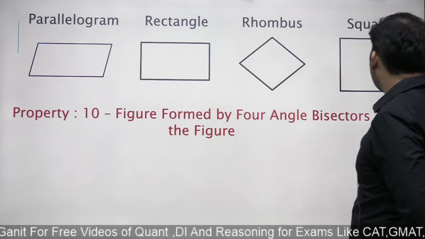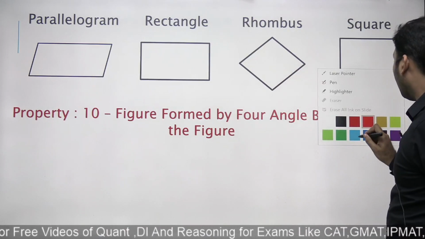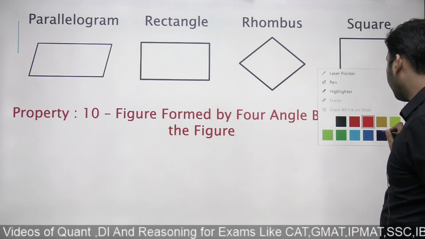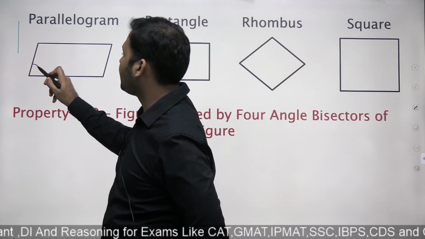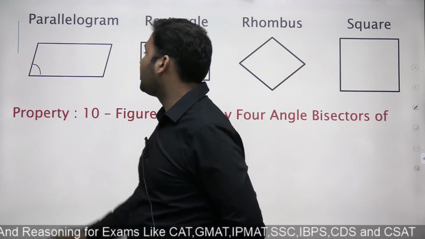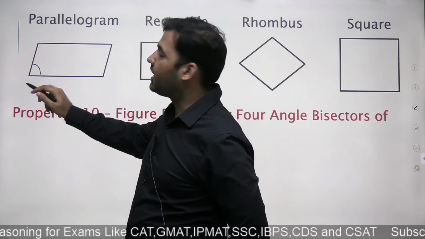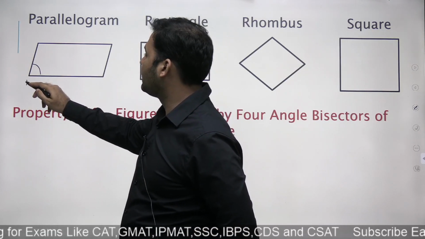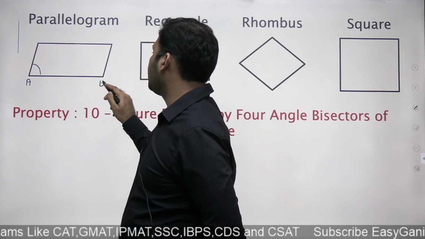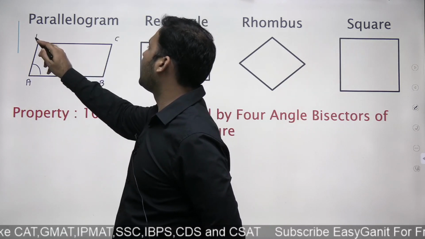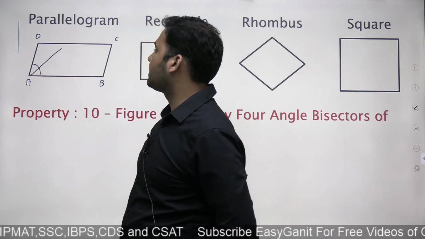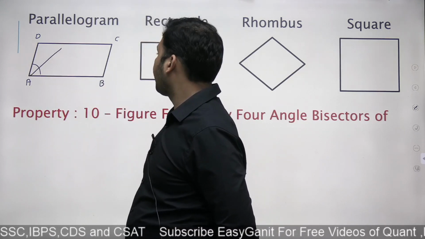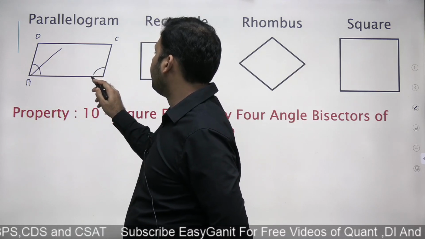So in case of parallelogram, right, if I draw all the four angle bisector of the parallelogram, we know that in a parallelogram, angle bisectors, diagonals are not the angle bisector. So let's say that this is vertex A, B, C and D. Now let's say this is my angle bisector of angle A, the angle bisector of B, right?